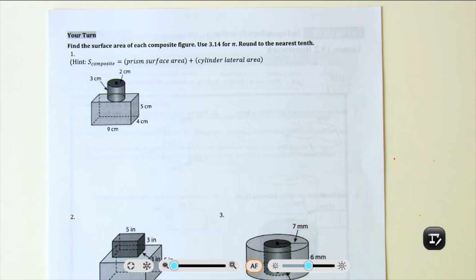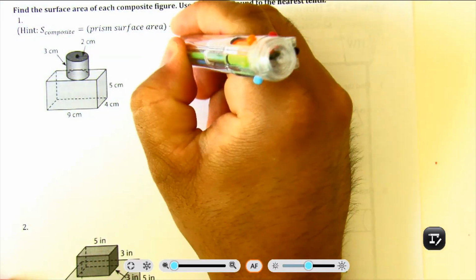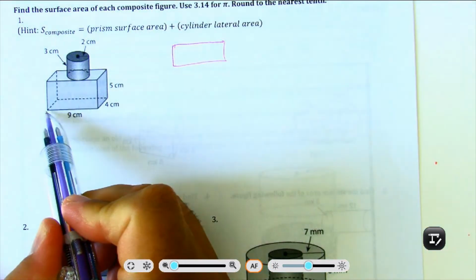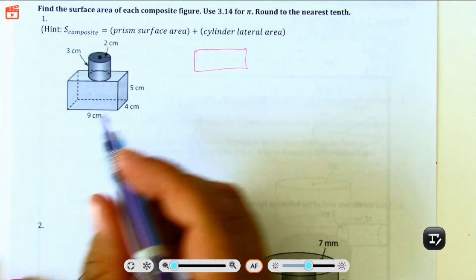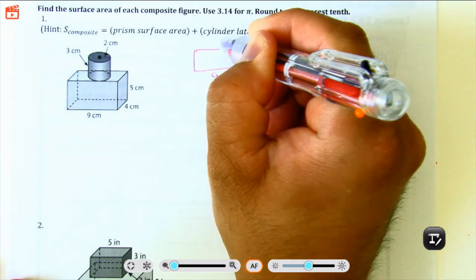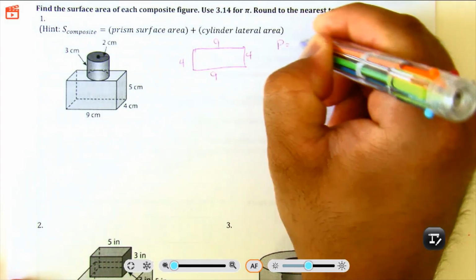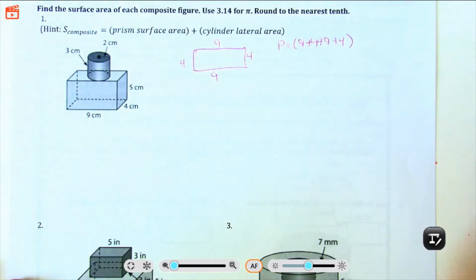So let me draw a rectangle, and imagine this rectangle is the base of this prism, and let's write the sides. So this is 9, this is 4, this is 9, and this is 4. How do we find the perimeter? We add up all the sides. So the perimeter is 9 plus 4 plus 9 plus 4. 9 plus 4 is 13, plus another 13 would be 26.